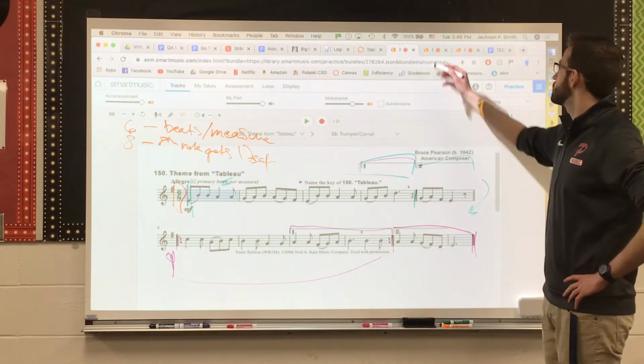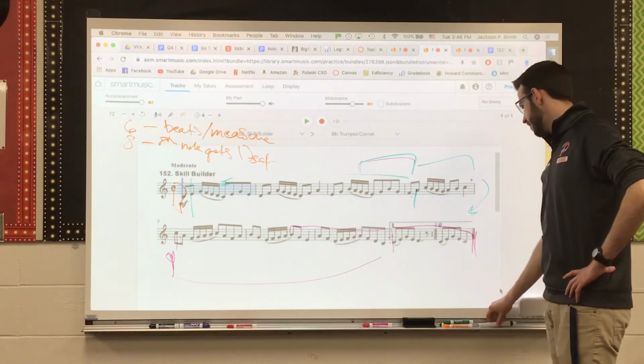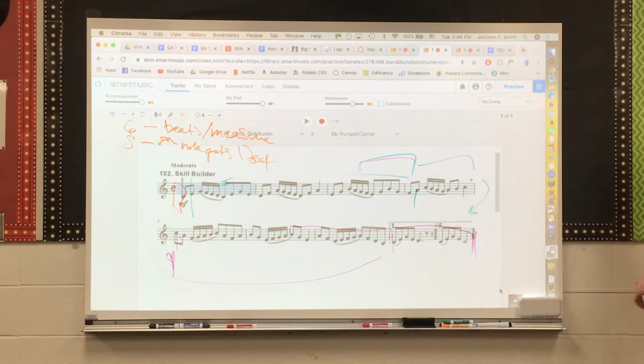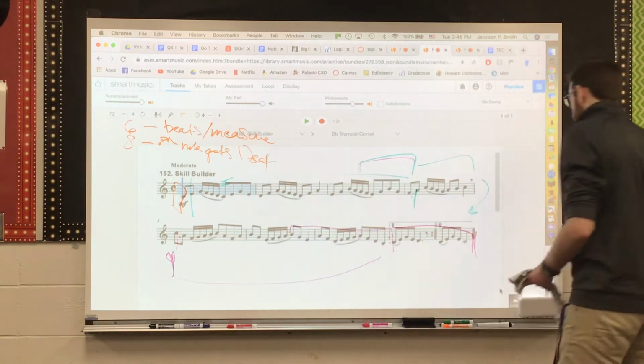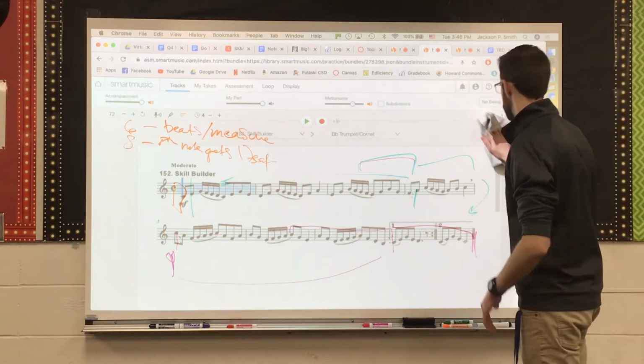Let's check out option 2. Here's 152. Now start checking this one out while I am erasing. 152 is going to be more of a scale exercise.